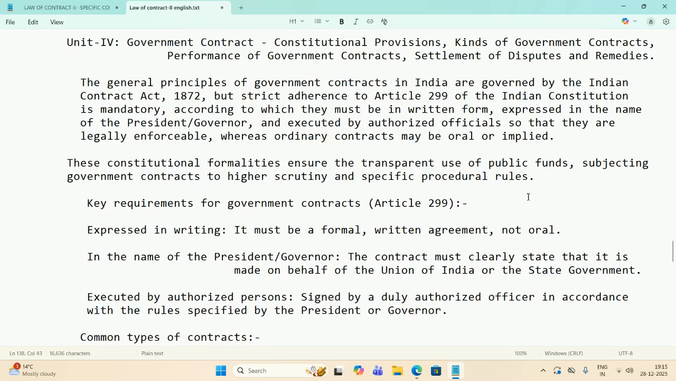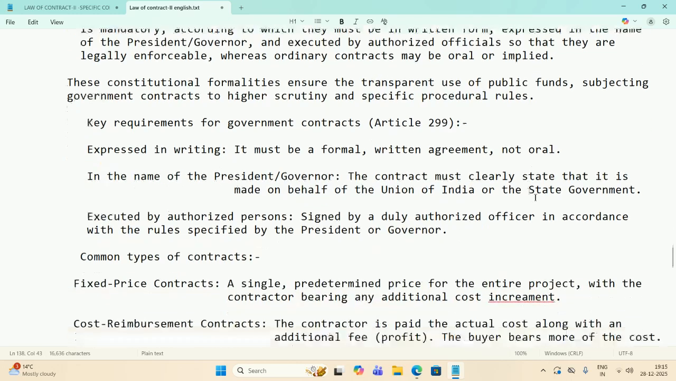Key requirements for government contracts. Article 299: expressed in writing. It must be a formal written agreement, not oral. It should be in the name of the President or the Governor. The contract must clearly state that it is made on behalf of the Union of India or the state government. Executed by authorized person: it must be signed by a duly authorized official in accordance with the rules specified by the President or Governor.